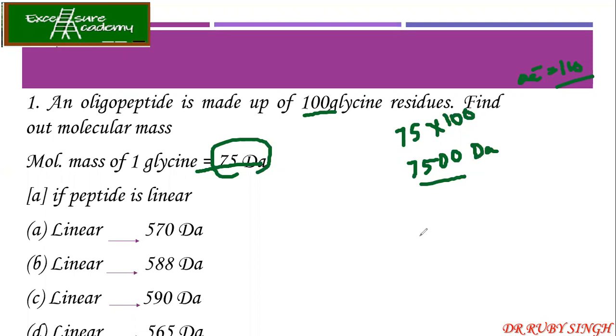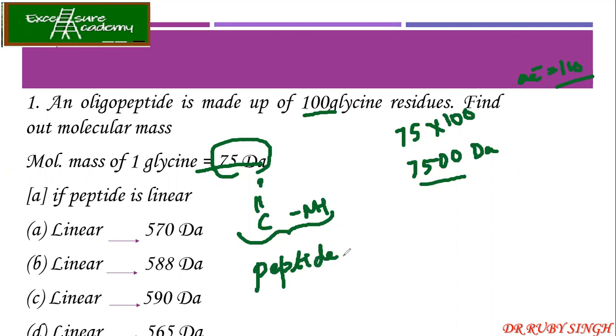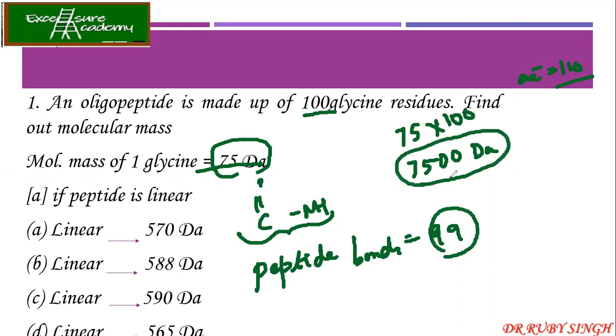Now, whenever an oligopeptide is formed, what is happening? I have always told you to remember, when a peptide bond is formed, what has been removed to form a peptide bond? Water molecule. So suppose 100 glycine molecules are there and an oligopeptide is formed. How many peptide bonds are there? 99. Very good. So 99 water molecules have been removed, right? So from the total molecular weight of this 7500, you are going to remove 99 water molecules.